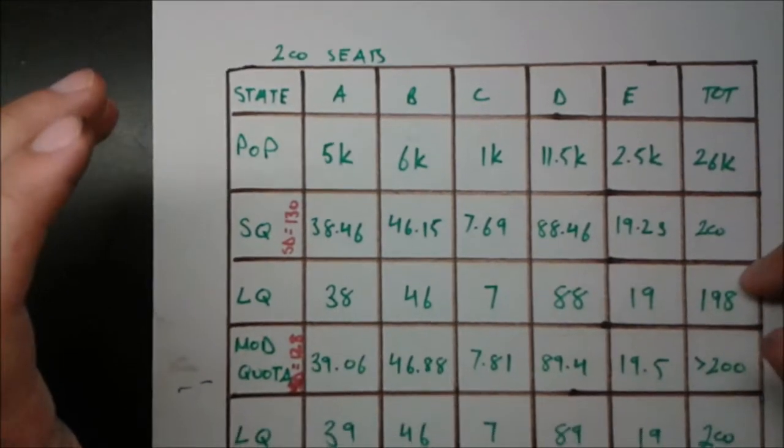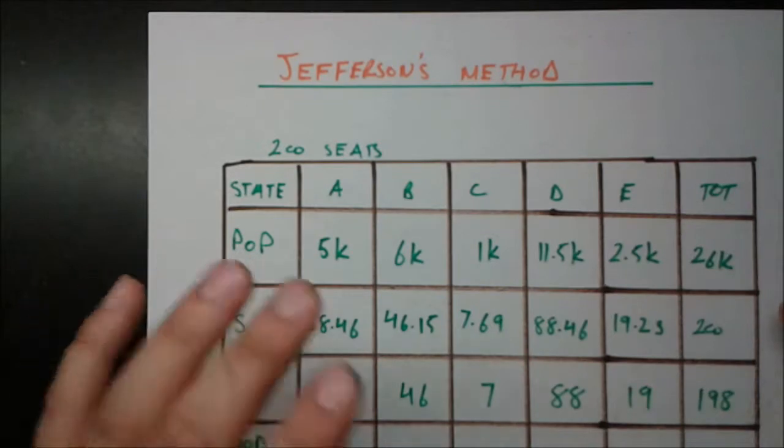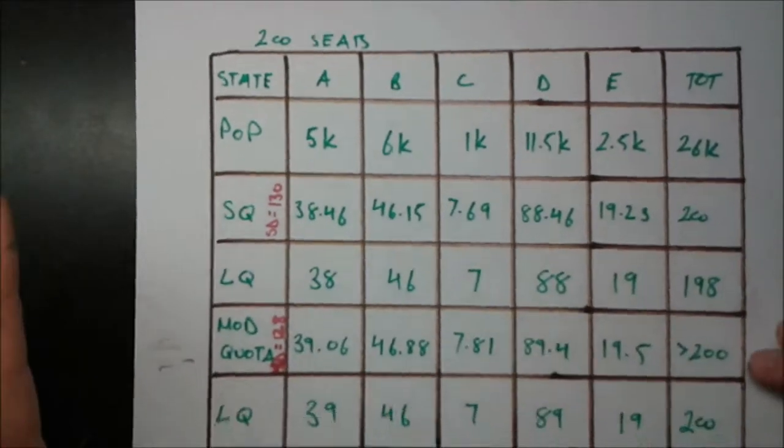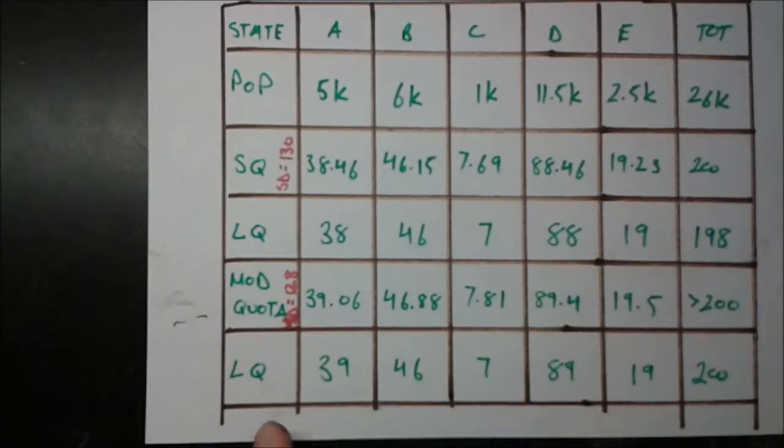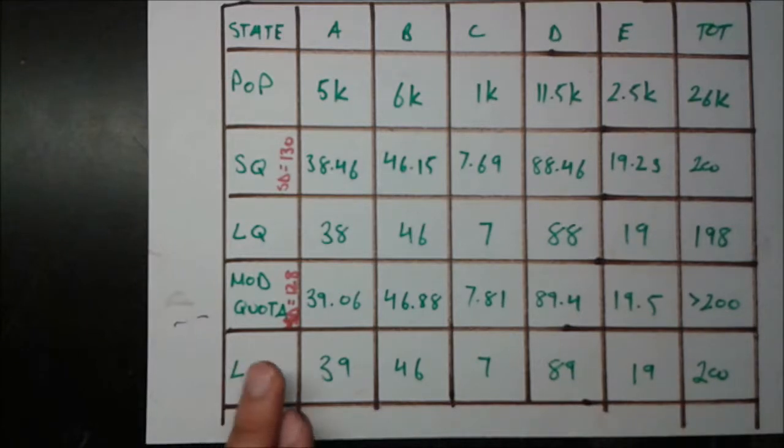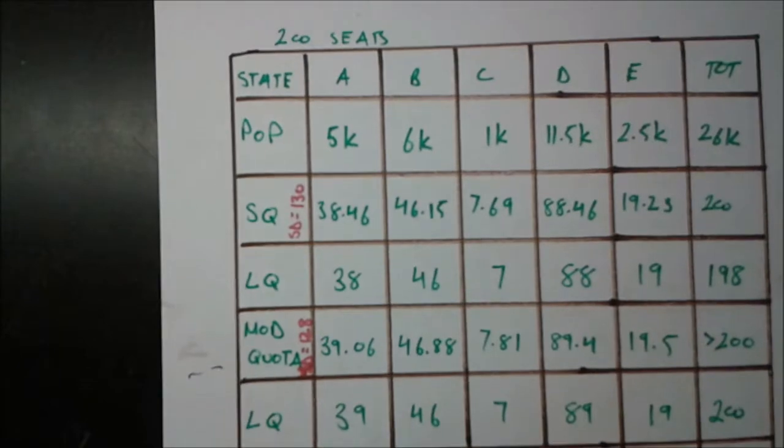So what this new method, Jefferson's method, does is just eliminate surplus seats altogether. It says, well, we don't want surplus seats. What if these lower quotas just added up to 200, which is what we see as the final result of Jefferson's method. And how we get that, we have to do a little bit of different math.